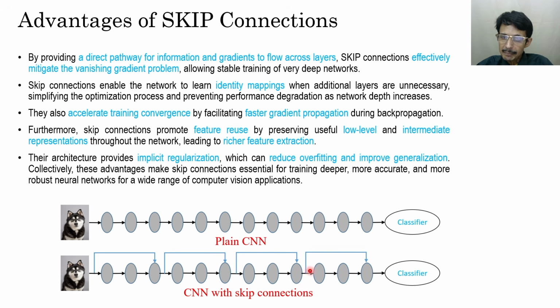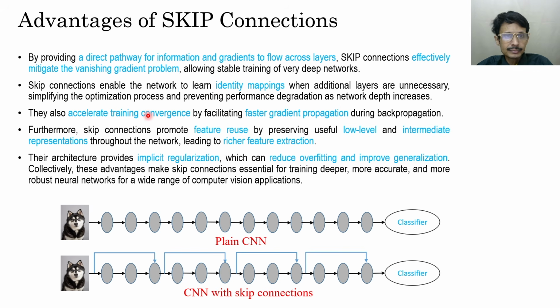Why do identity mappings come in here? Because you see, this is coming here. So even if it is not necessary, it will come here. So it is just doing the identity mapping. If it's not that important, the identity mapping through this skip connection simplifies the optimization process and definitely prevents performance degradation in a very deep network.